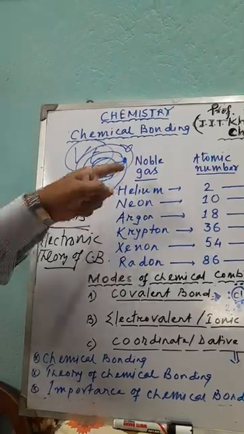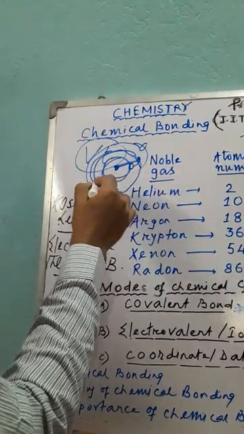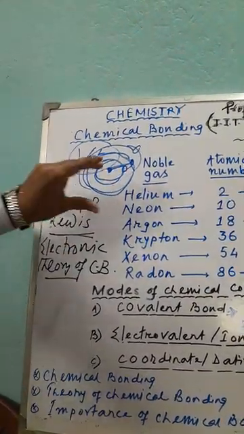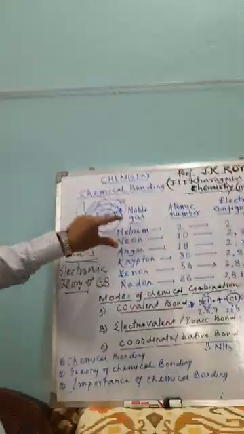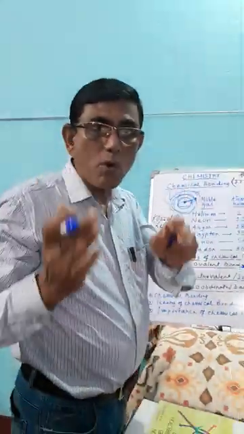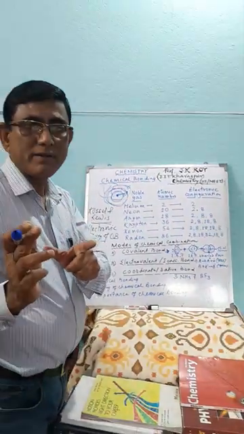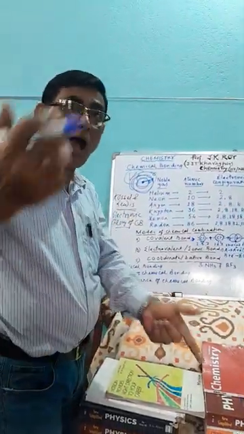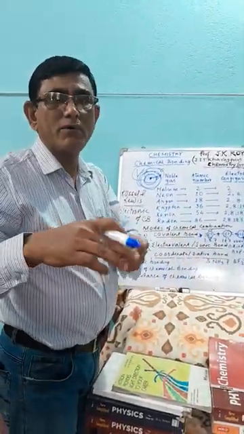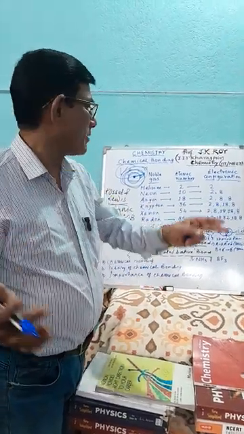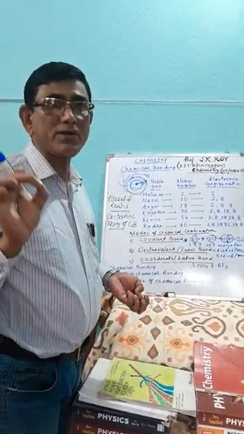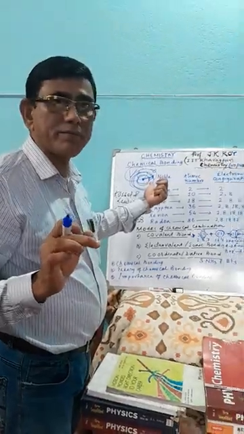So as they are located far away from the nucleus, they are most reactive. They can easily combine with electrons of another atom or cell. So this is the major reason behind chemical bonding.